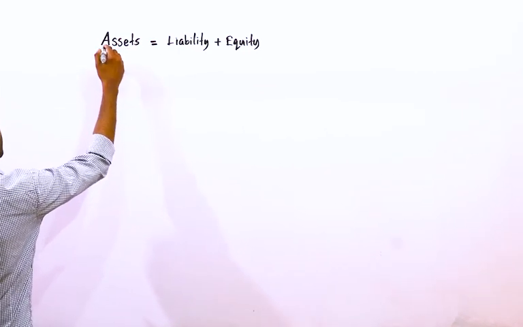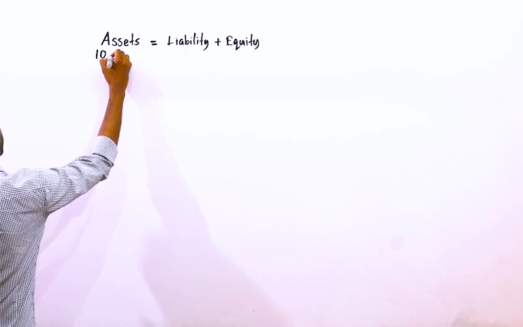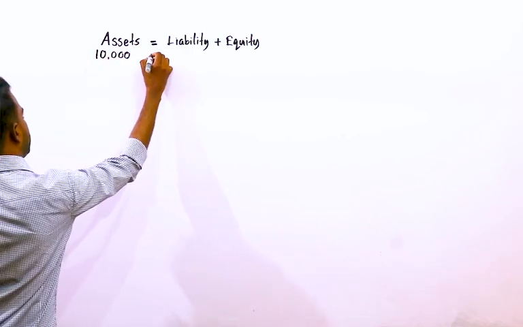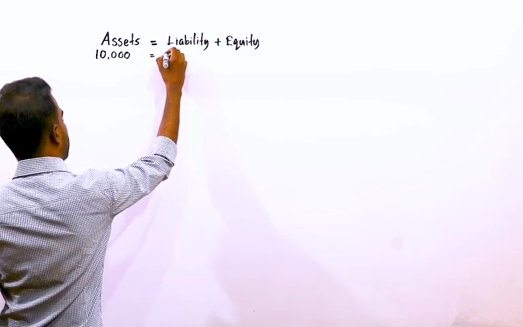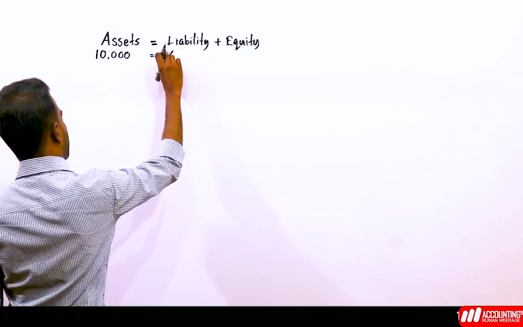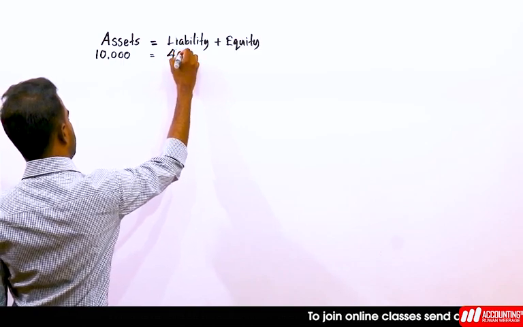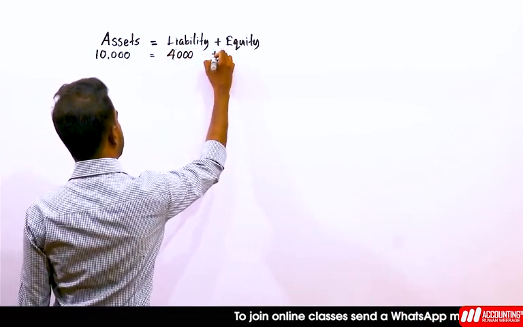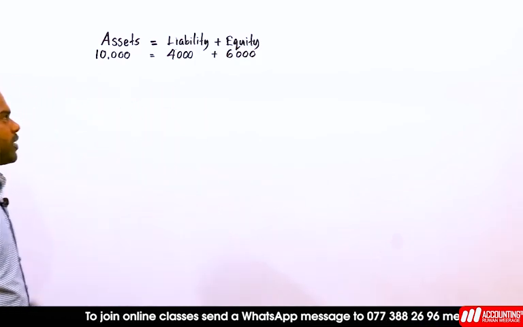Let's assume now total assets are 10,000. And let's assume liabilities are 4,000, right? And equity 6,000. But there are two types of assets and liabilities.